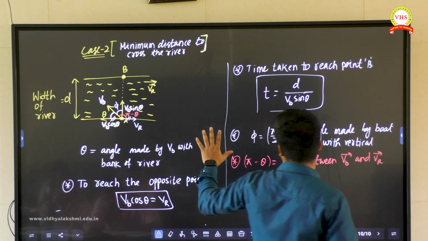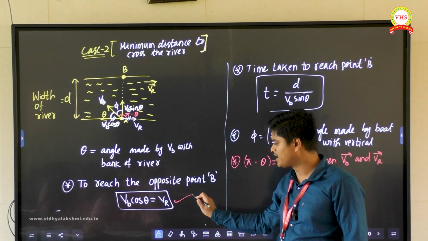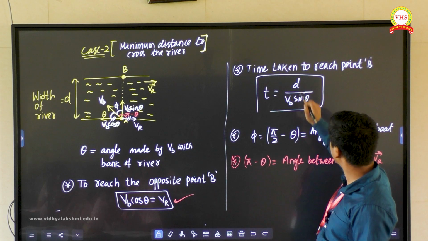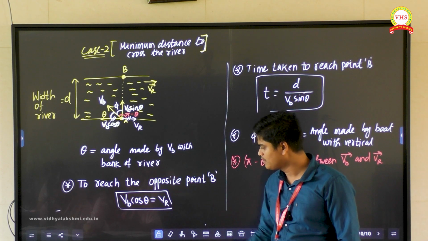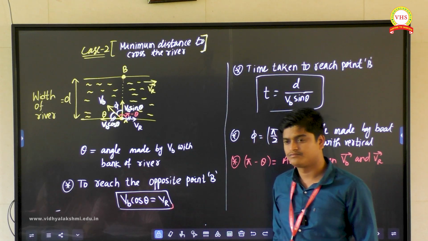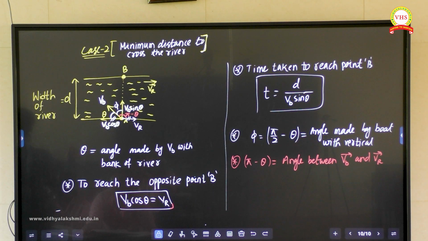Minimum distance to cross the river is basically this condition happening, and this is an important relation you are getting, and what is the time taken to reach point B, that also you are getting. I hope you understand. Yes or no? Any doubt? So these two conditions you remember. So to reach point B, which condition? Case 1 or case 2? Case 2. That condition is also called what? Minimum distance to cross the river.